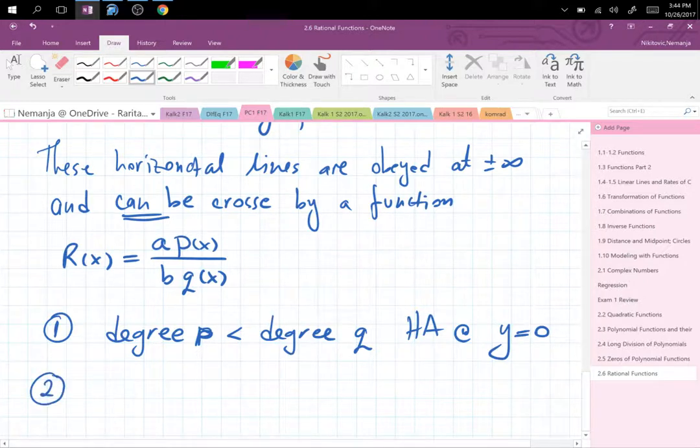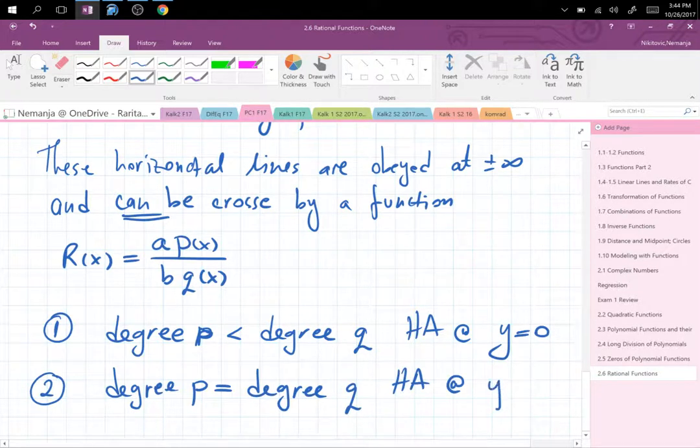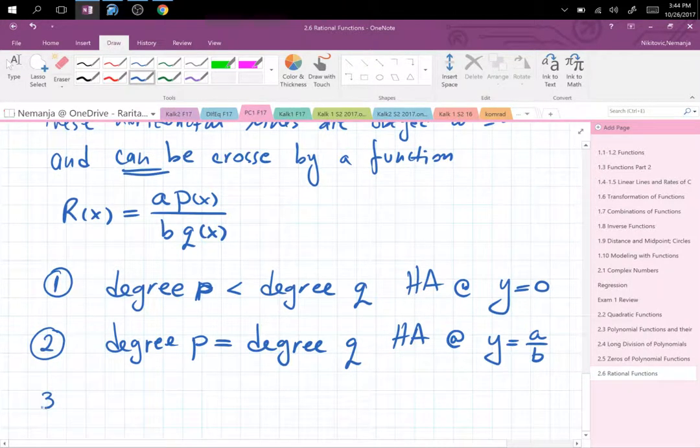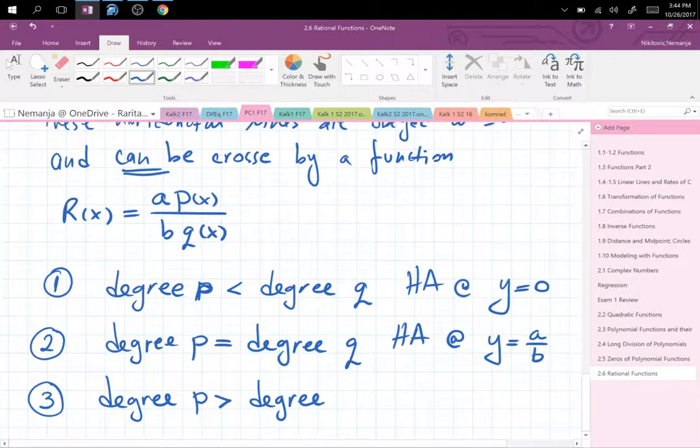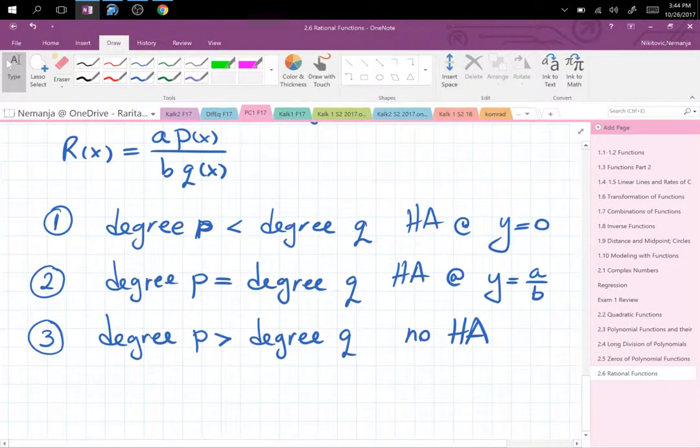Second thing, if the degree of the polynomial p is the same as the degree of polynomial q, the horizontal asymptote is at y equals a over b, the ratio of those coefficients. And finally, 3, degree of p larger than degree of q, no horizontal asymptote. So this is what you must know.